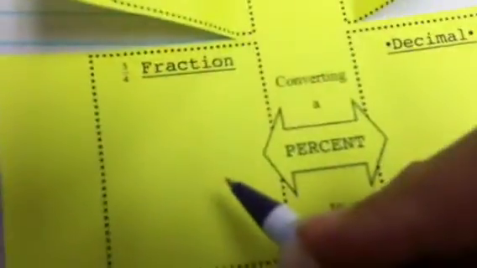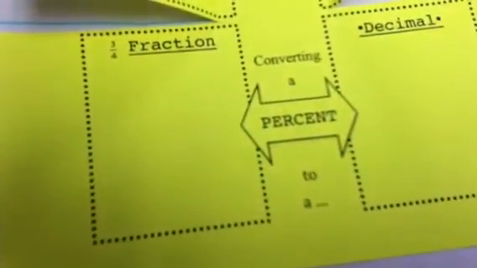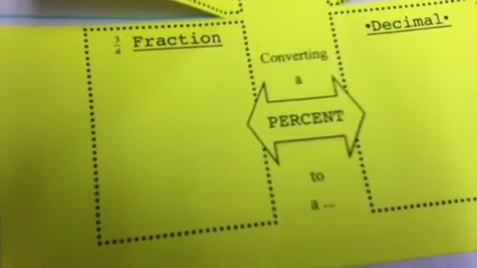Okay, last section, percent to a fraction. How do we convert a percent to a fraction? Any guesses? You just put it over 100. You have your percent over 100, and then you reduce, if you can.